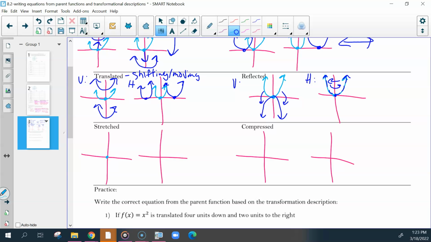Stretch vertically. Do all of our parent functions. So stretch vertically would be it getting narrower. It's stretching towards the y-axis. Your y values are getting bigger. Stretch horizontally is stretching out towards your x-axis because your x's are getting bigger.